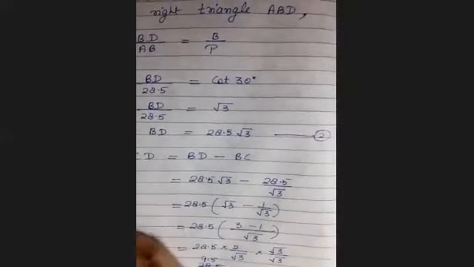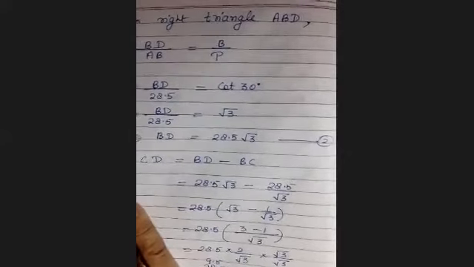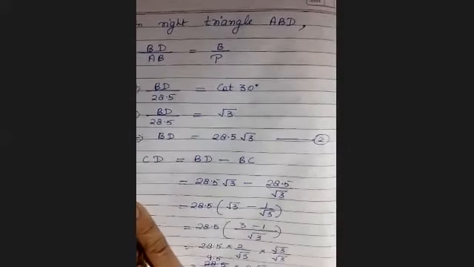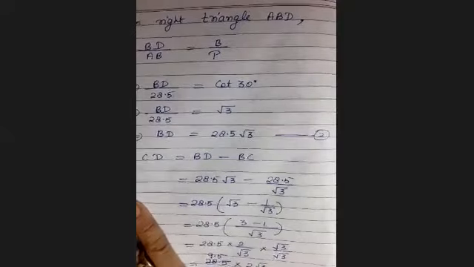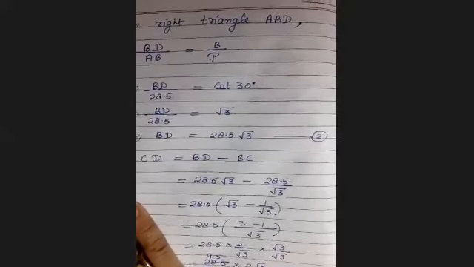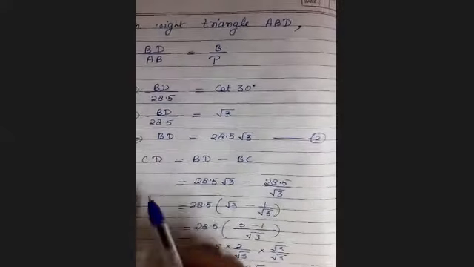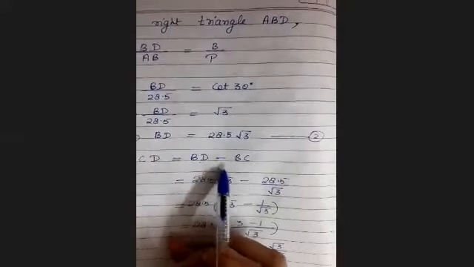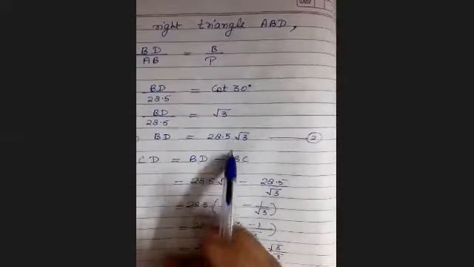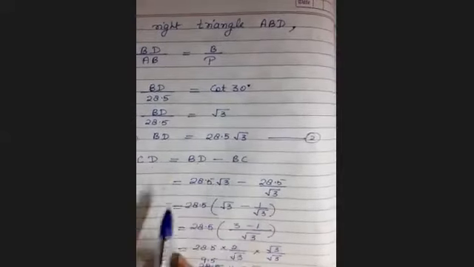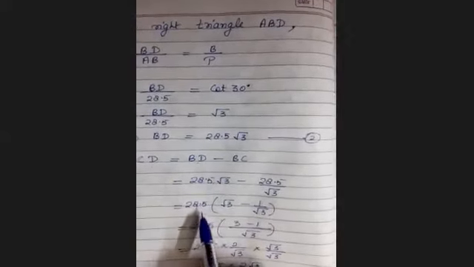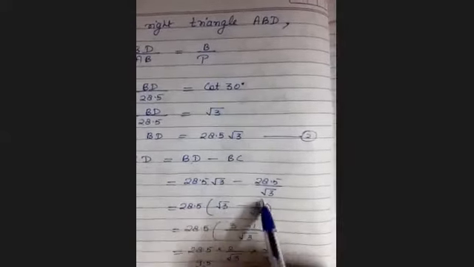Let's see here. In this right triangle, we have to find out BD upon AB, which is again cot 30 degrees, and by cross multiplying, we are getting BD is 28.5 root 3. And therefore, here we have to find out CD only. That's why we have to subtract BD minus BC. BD, this is here. BC, we found earlier, and we are taking 28.5 common. Root 3 minus 1 by root 3 is left.